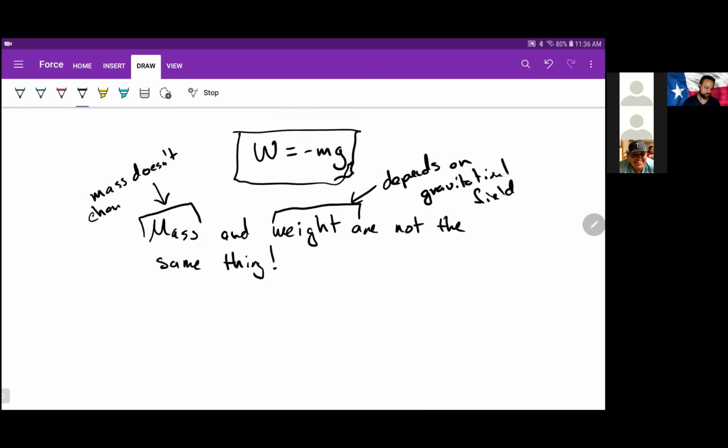All right. So those are two separate things. They're related by this equation we just found. I can find the weight based off the mass and the gravitational field it's in, but they are not the same thing. They're not equivalent things.